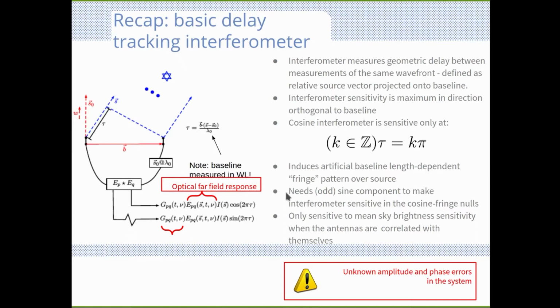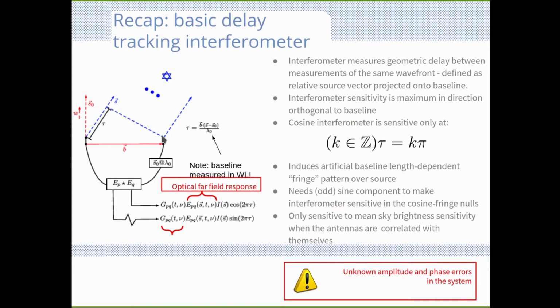Now, before we get started, let's just recap again what the basic delay tracking interferometer measures, the product correlator, as I said before. Now, the product correlator measures voltages, or the cross correlation between voltages, between different pairs of antennas, right? So you have different antennas, P and Q here. They're separated by some distance. They're measuring the sky brightness. So that is in the far field. So at this point on the Earth's surface, the incoming wavefront, as it travels through roughly free space, is going to be roughly planar at this point.